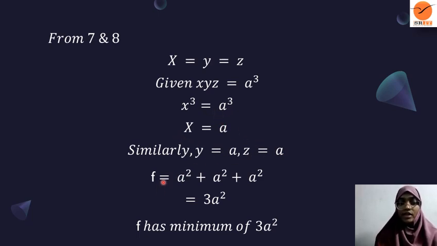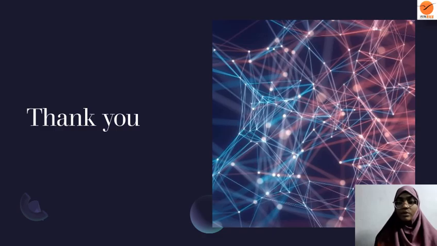From these, f equals a square plus a square plus a square. By adding these three a squares we get f equals 3a square. Here f has a minimum of 3a square. So this is about the minimum value and the minimum value related problem.